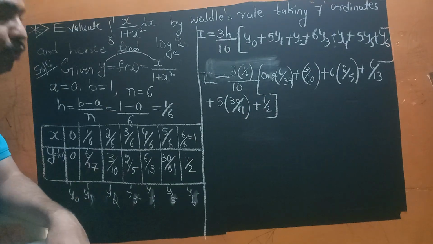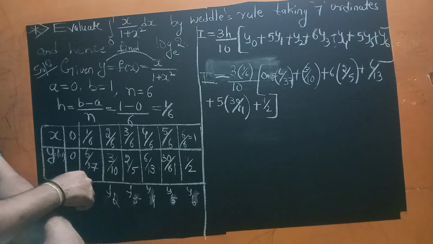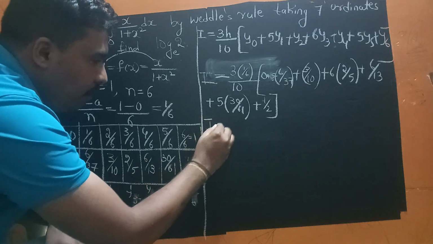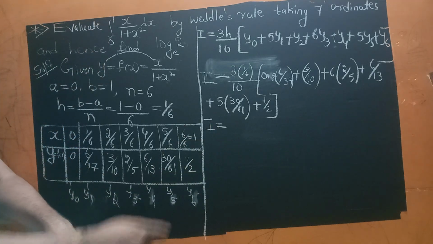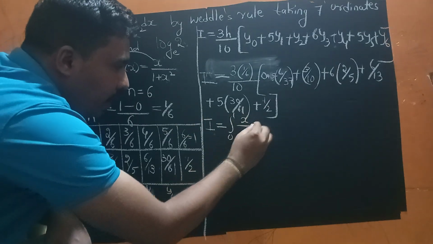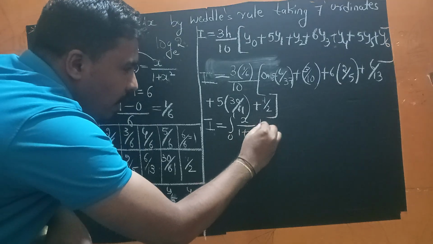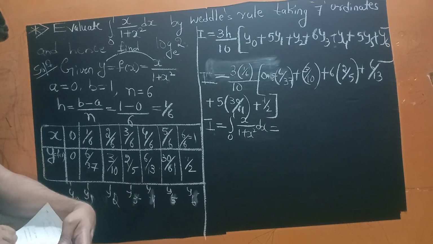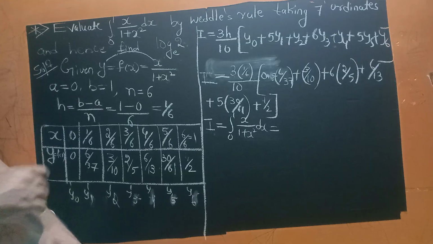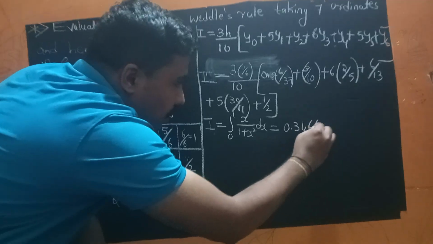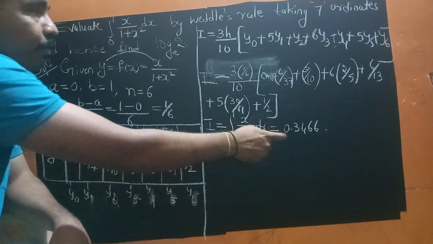See, whatever the values we have calculated here, all the values I have replaced, and using a calculator if you simplify, you will have the corresponding I value. This I is nothing but what? Our given integral, integral 0 to 1 x by 1 plus x square dx. So its value is how much? After simplifying all the values, we will have the corresponding value as 0.3466. So this is the value of the integral.